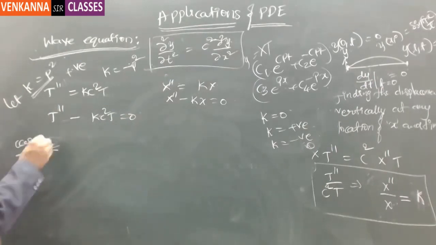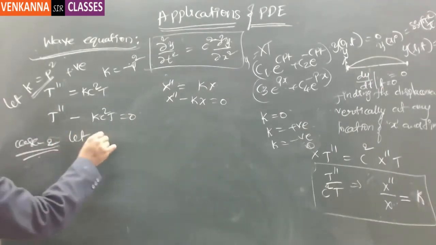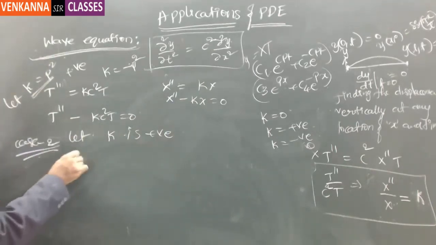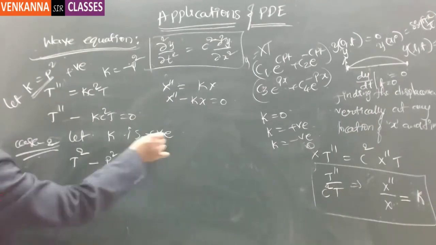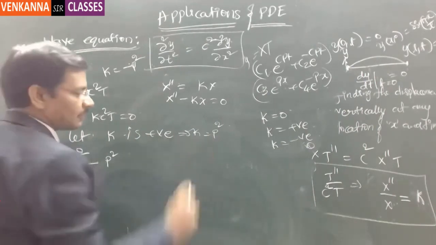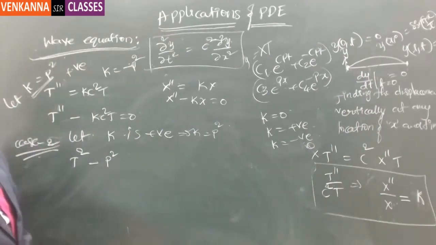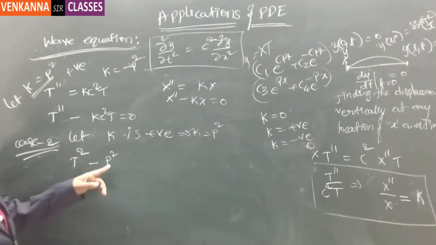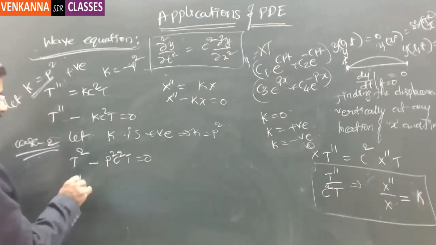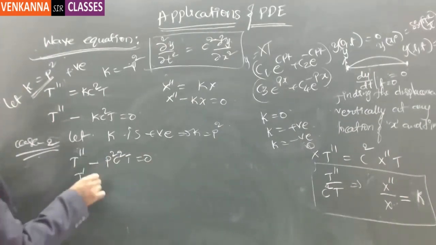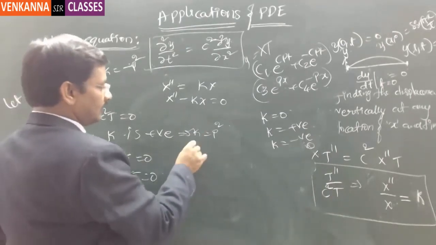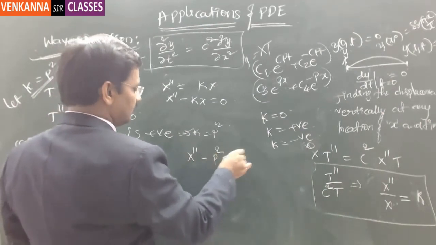So case 2, let k be positive. If it is positive, then T double dash minus k c square T equals 0. Assuming that p is always positive, obviously if I take p square, it will always be positive. So k can be treated as p square, and then T double dash minus (cp) whole square T equals 0, and here also X double dash minus p square X equals 0.